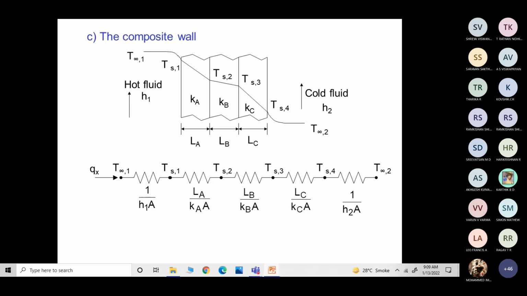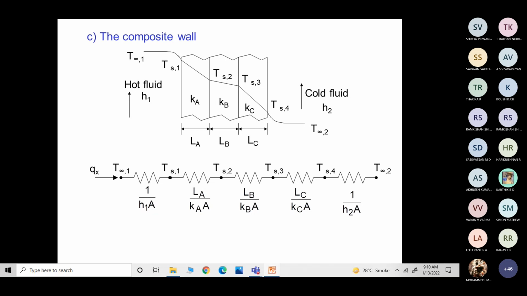So in day-to-day life we have so many applications where we apply the concept of heat transfer. Suppose you have a composite wall, as I mentioned earlier, like refrigerator walls as well as the wall of a building. It is made of composite layers.